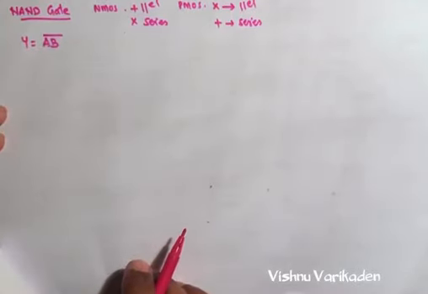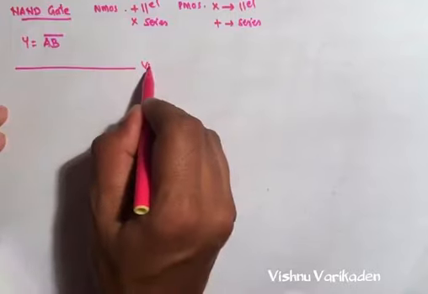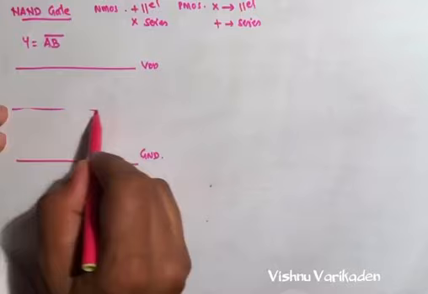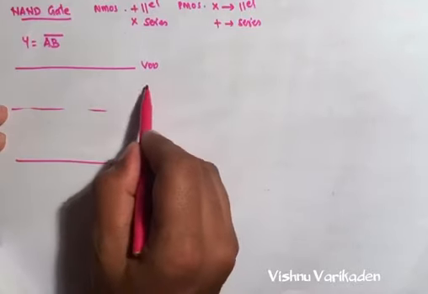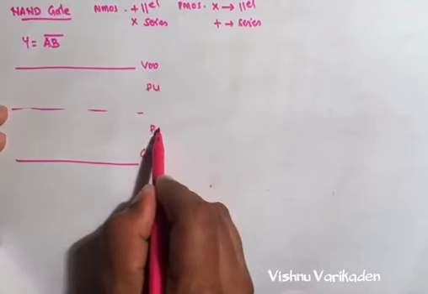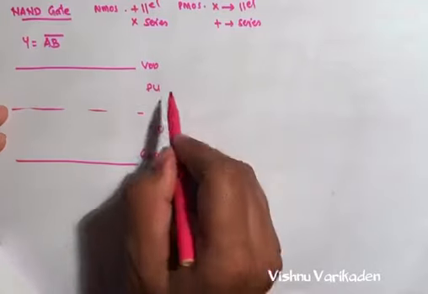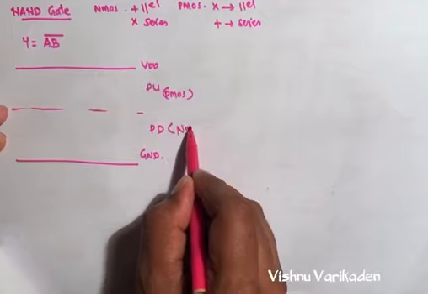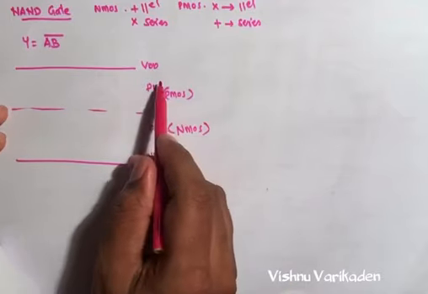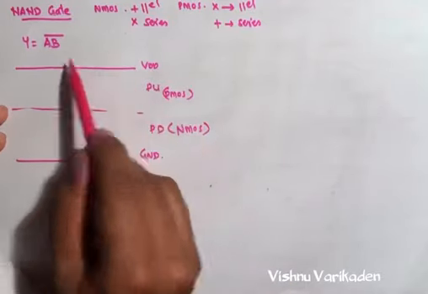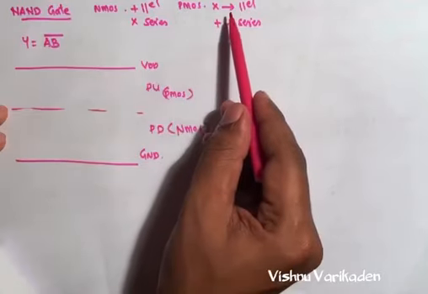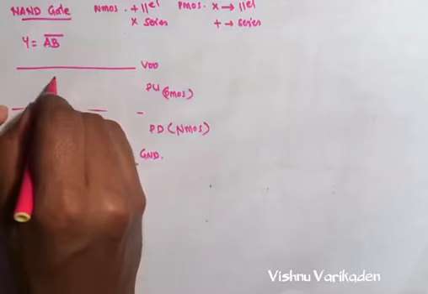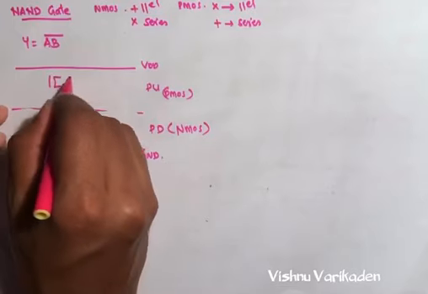So we can make this VDD and ground. So this is our middle point. This is the pull up part and this is the pull down part. Pull up part only contains PMOS, pull down only contains NMOS. So in the pull up part, the multiplication is parallel. So we can write the parallel.